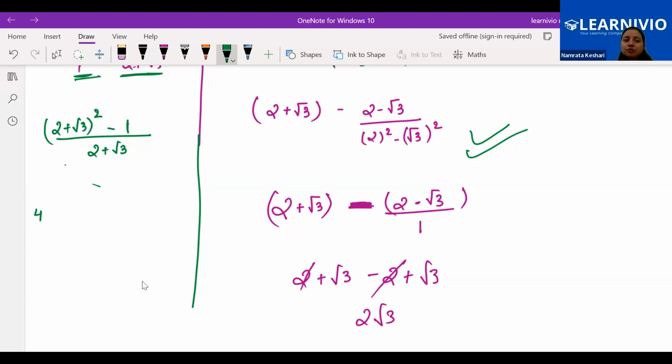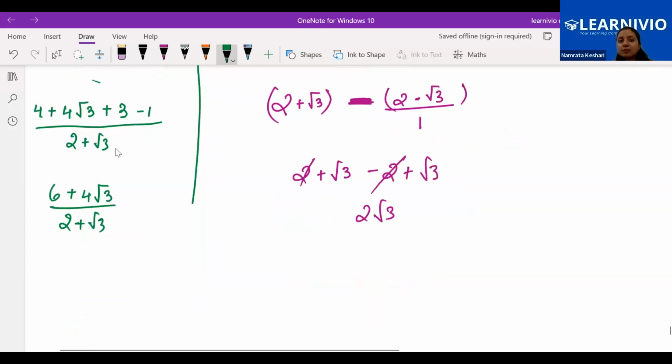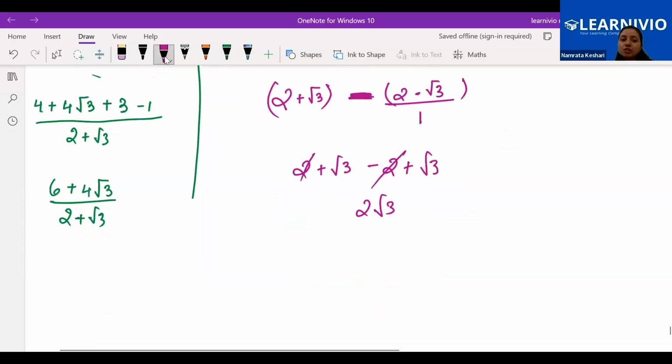Let's do it. So 4, a square plus 2ab, that means 2 times 2 times root 3, 4 root 3, plus b square, that is just 3, minus 1, by 2 plus root 3. So basically here we are having 4, 5, 6, 7, 7 minus 1, 6. 6 plus 4 root 3 we are having, and in the denominator 2 plus root 3. Now we have already learned that a square root in the denominator is not acceptable, so we have to rationalize it. We will be rationalizing it.